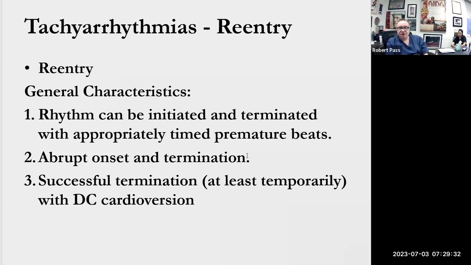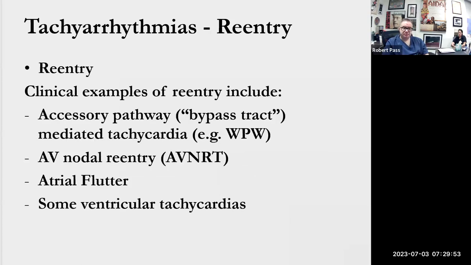So again, I want to be clear. If someone is stable, that's a very important point. If somebody is stable in tachycardia, you should take the time to put an EKG on them and run it while you're cardioverting someone. If they're unstable, you shock and then figure it out later. But for a stable patient, it's always a good practice to run the EKG when you're cardioverting someone.